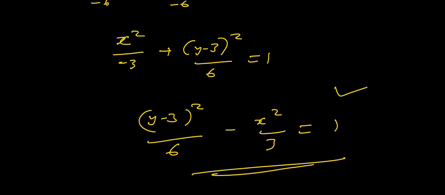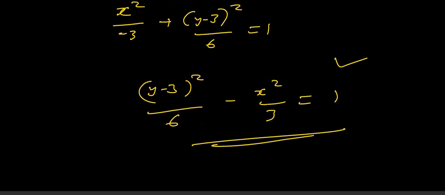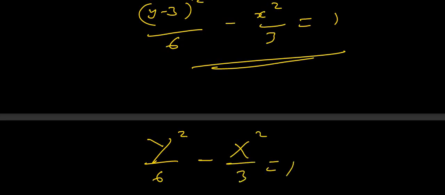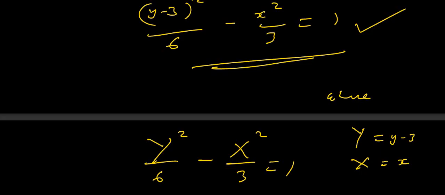Is this okay? Some people, instead of writing this, can easily just write capital letter Y to the power 2 over 6, then minus x to the power 2 over 3 is equal to 1, where capital letter Y is equal to small letter y minus 3, and capital letter X is just equal to small letter x, because there is 0 movement on the x-axis. So all they want to see is this general equation for the hyperbola.